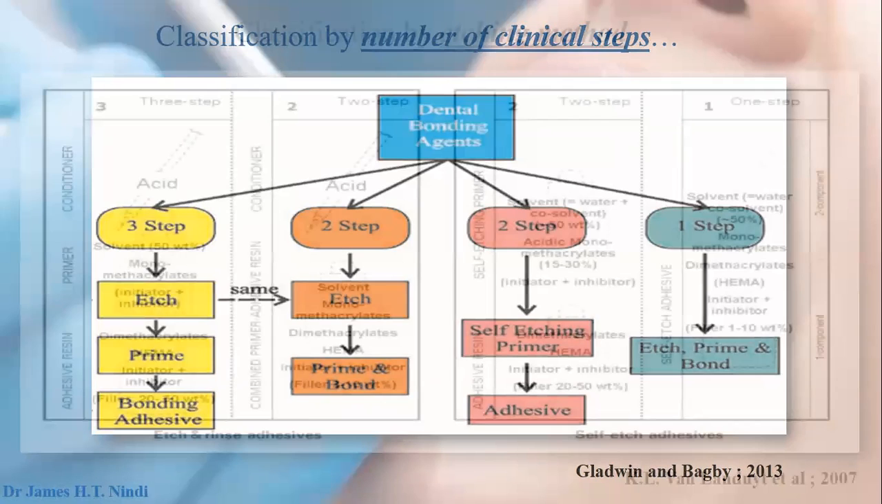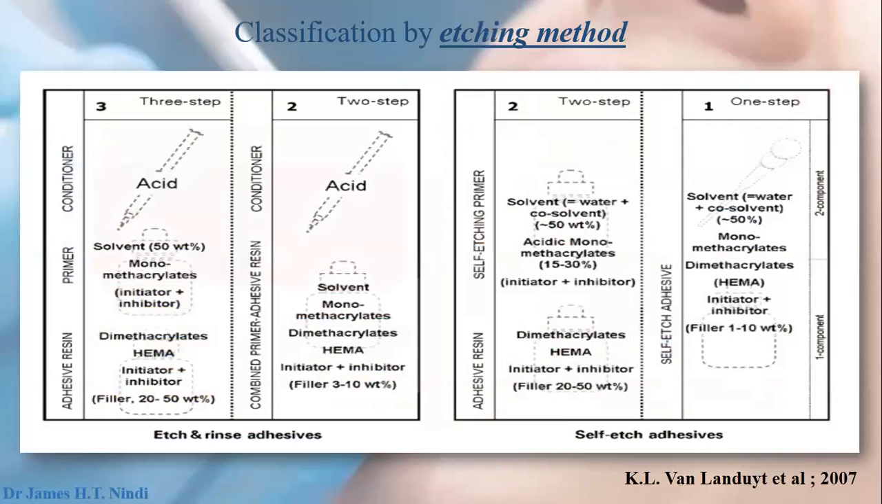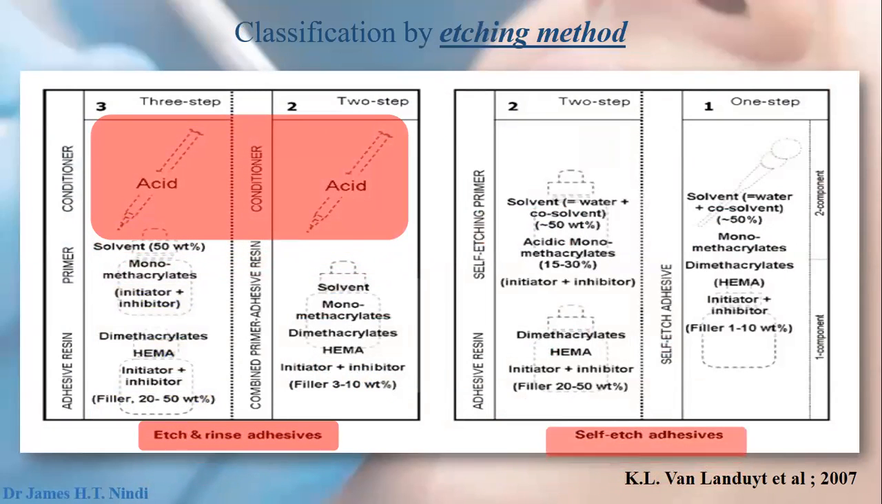Another way of classifying is by etch modality, whereby there are simply two ways. It's either etch-and-rinse or self-etch. The difference is that in etch-and-rinse, the acid etch is a separate step, and in self-etch, the acid is combined into one of the steps. So it's either etch-and-rinse or self-etch.